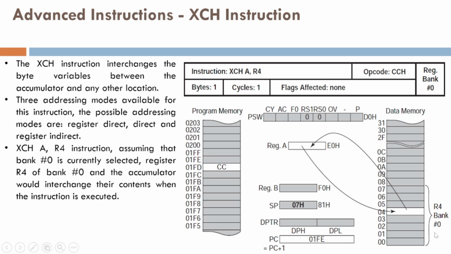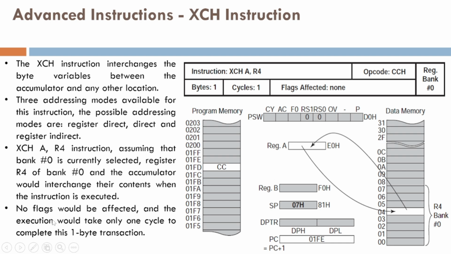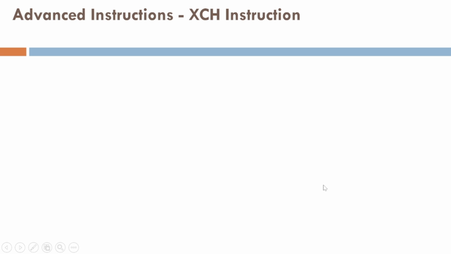So the content of this particular register R4 gets interchanged with the content of the accumulator. The accumulator content will now move to this particular location, and the content here will go to the accumulator. Okay, and in this case, no flags will be affected, and execution would take only one cycle to complete this 1 byte instruction. Now let's move on to the next.